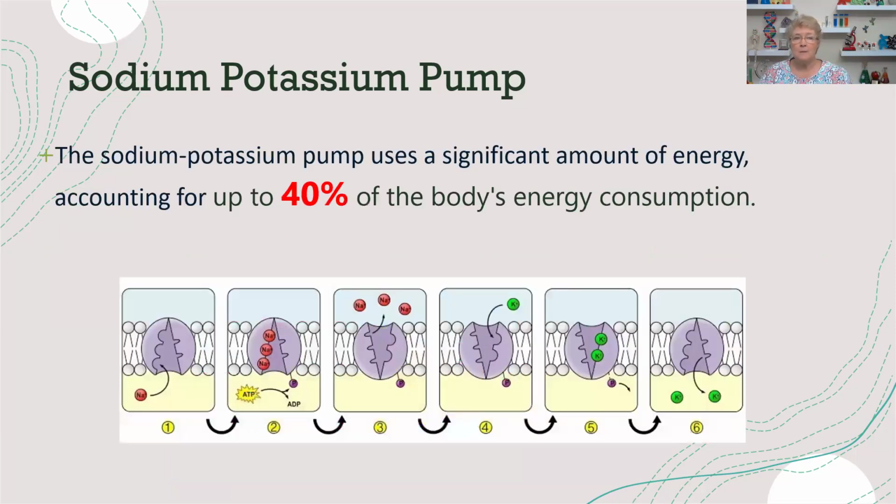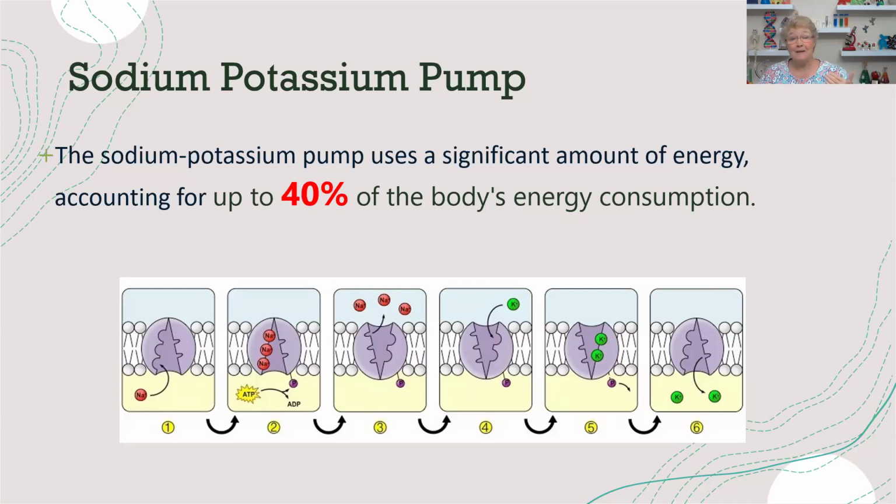The sodium-potassium pump uses a lot of energy. It accounts for up to 40% of the body's energy consumption. That means of all the ATP that your body makes, think of all the things that have to happen in your body. Of all the ATP, 40% of it is used to pump sodium and potassium across the cell membrane.